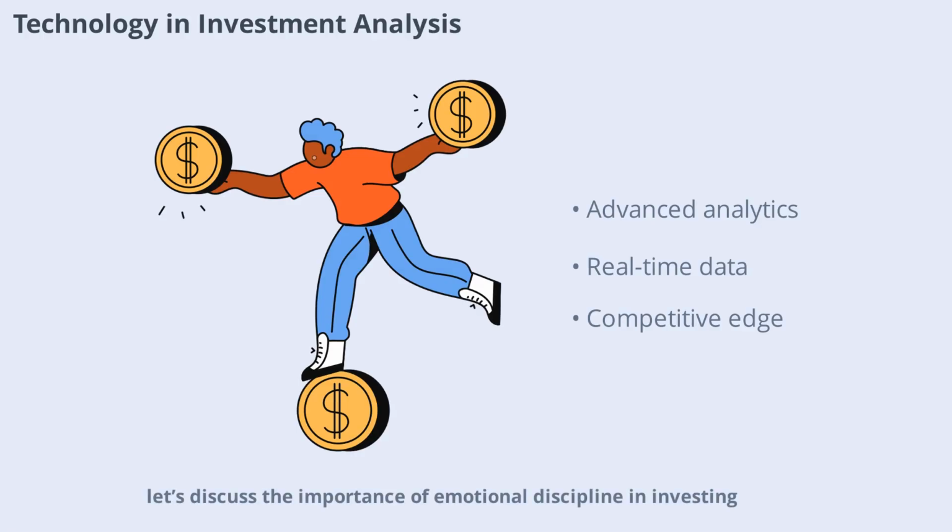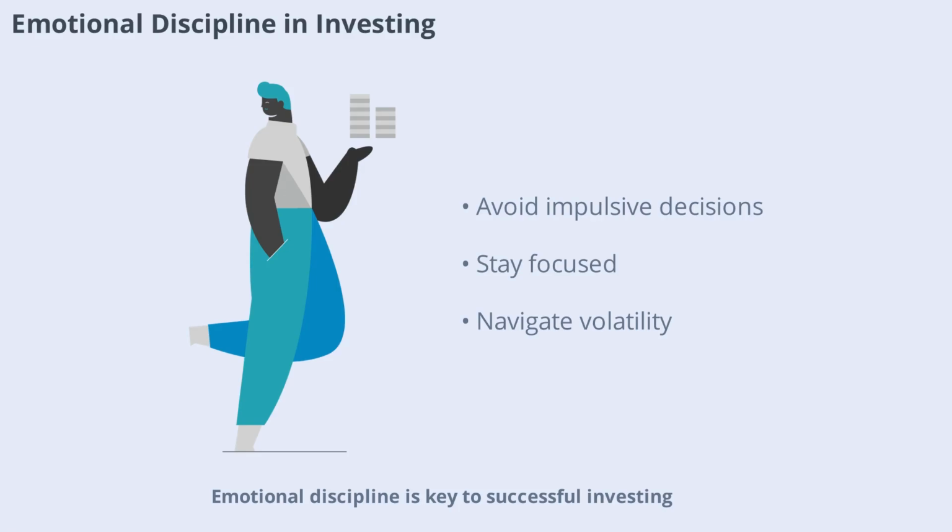Next, let's discuss the importance of emotional discipline in investing. Emotional discipline is key to successful investing. Economic indicators can trigger strong reactions, but it's important to stick to your strategy and avoid impulsive decisions. Investors who remain calm and focused are better equipped to navigate market volatility. Developing emotional discipline takes practice, but it pays off in the long run.